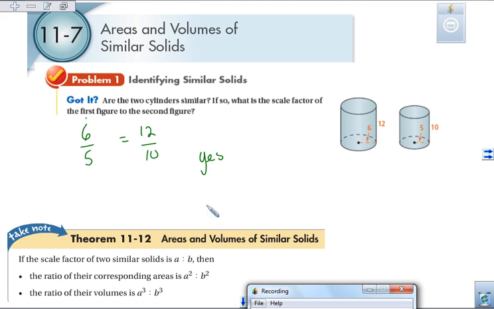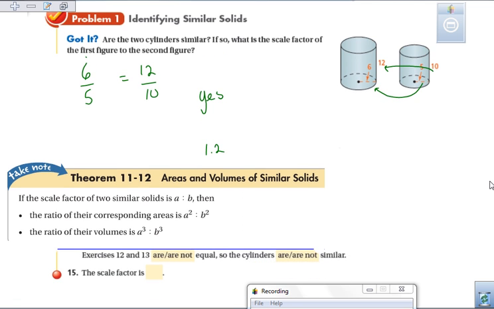6 divided by 5 is the number 1.2. So if I took 5 times 1.2, that would give me 6. If I took 10 times 1.2, that would give me 12. So our scale factor is either 6/5 or 1.2, or you could take the reciprocal.